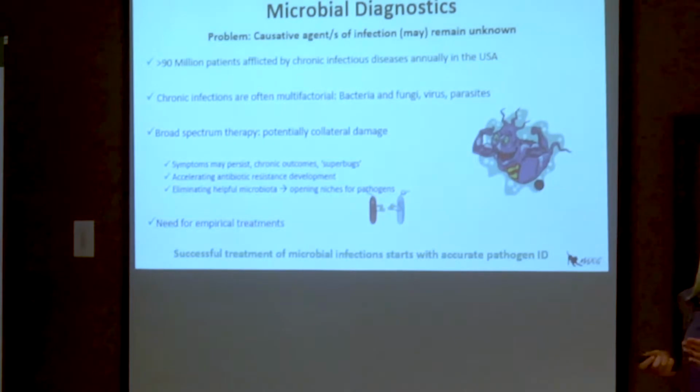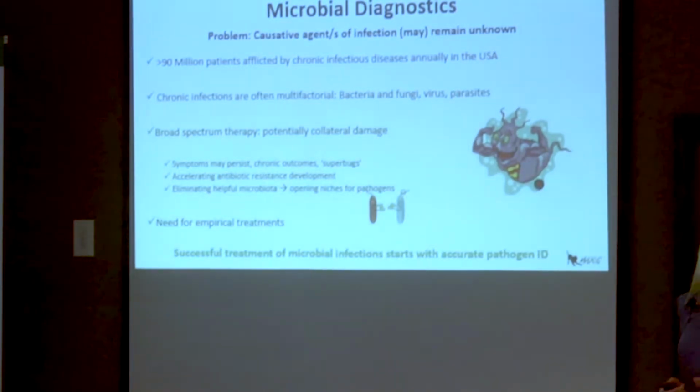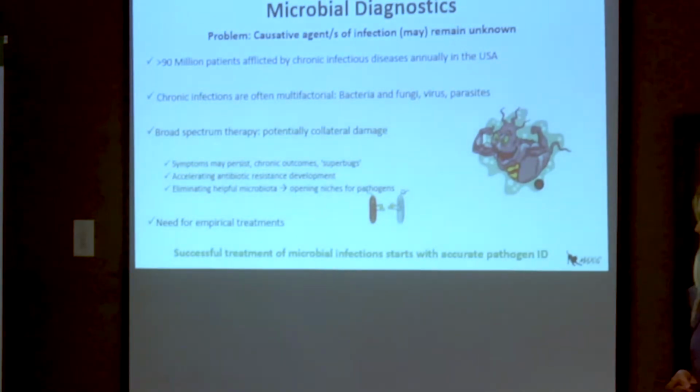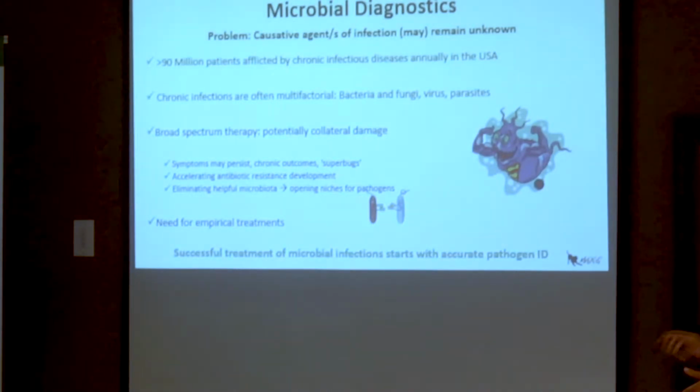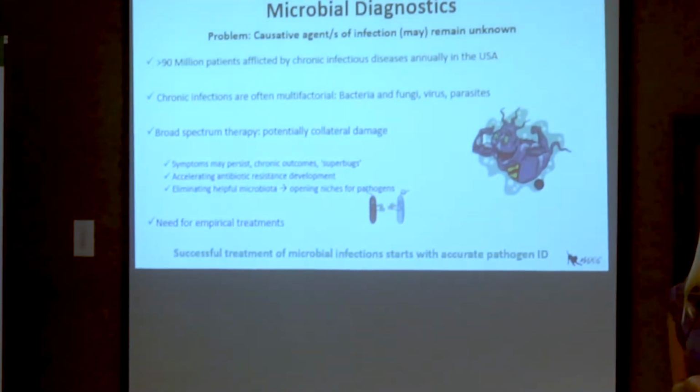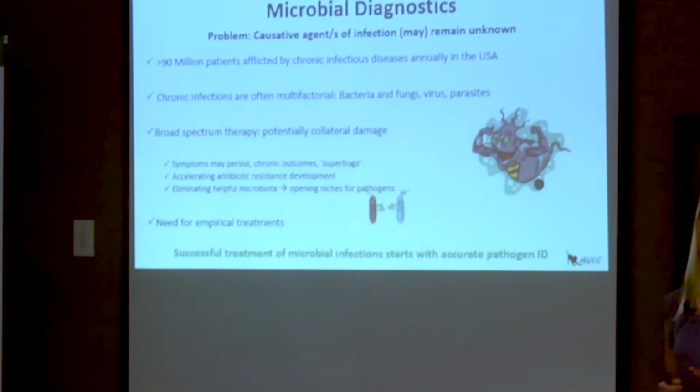And most often broad spectrum therapy is applied, but that has a lot of consequences. It can lead to potential collateral damage. Because the symptoms for each individual may persist, it can lead to chronic outcomes, and it creates these superbugs. So bacteria that are resistant to every single antibiotic that humankind has developed up to now. And there are several bacteria out there that already are resistant to every single one of them.